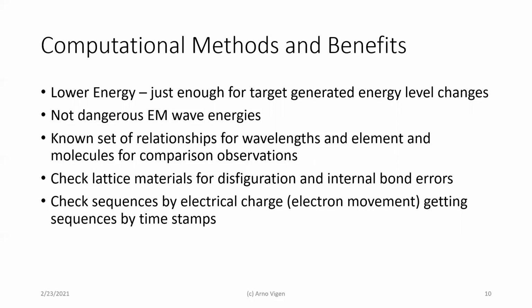You can check sequences by electrical charge, run an electron motion down there, and you can get the sequences by the photons coming off in order by time stamps. So rather than taking all the time to break down a DNA, an electron going through it might actually give us viruses or proteins in a simpler method. Now, we haven't finished these techniques, but that's the direction that we're heading and why we're excited about this technology.